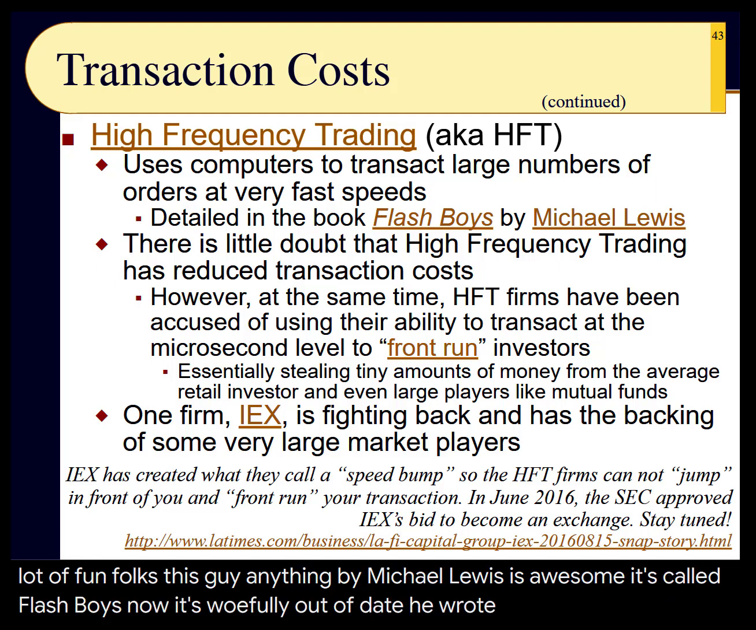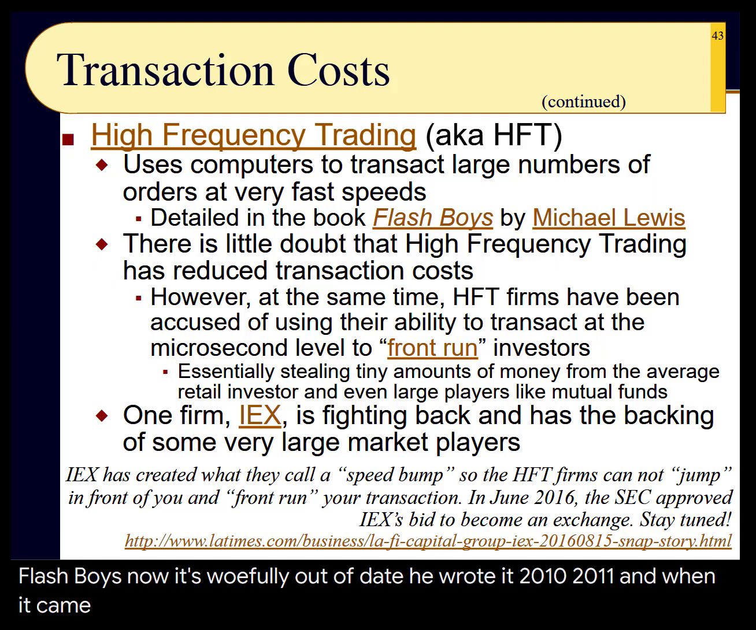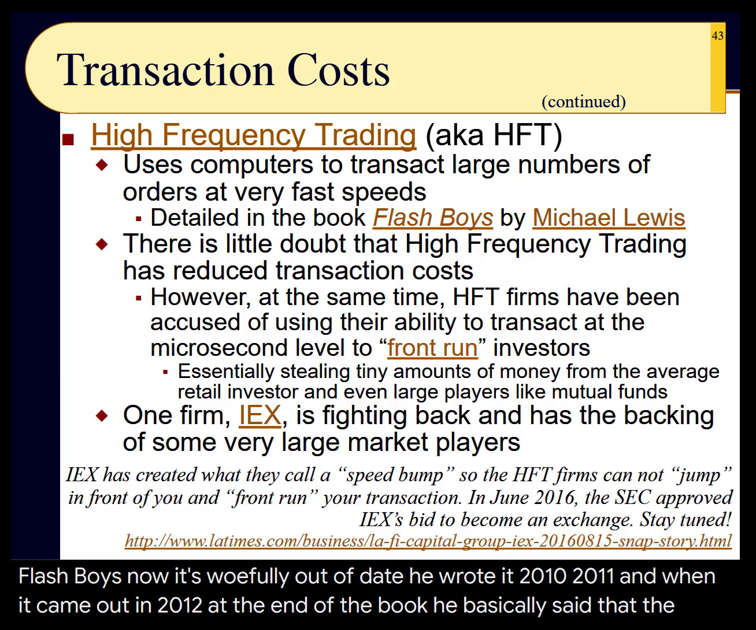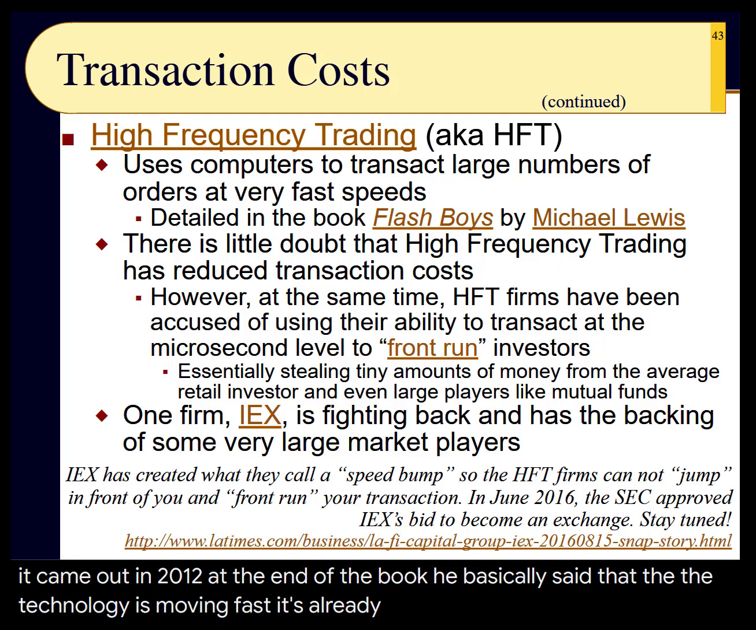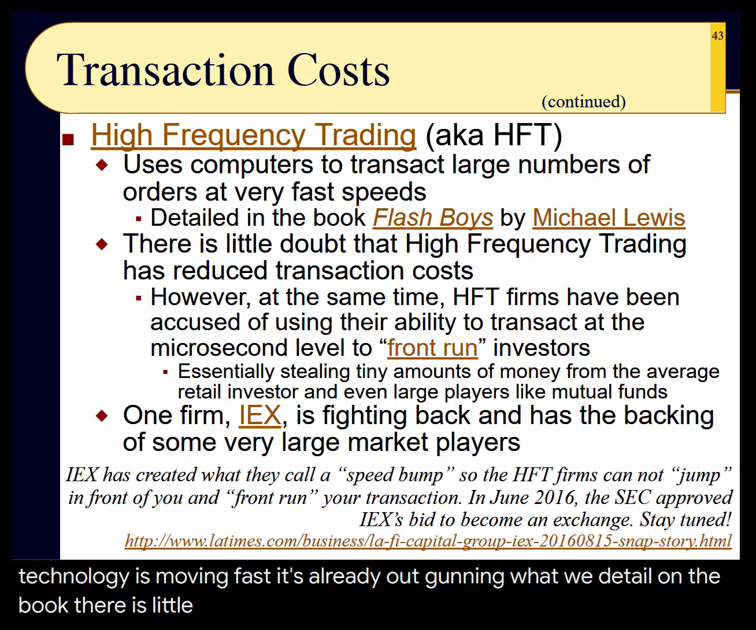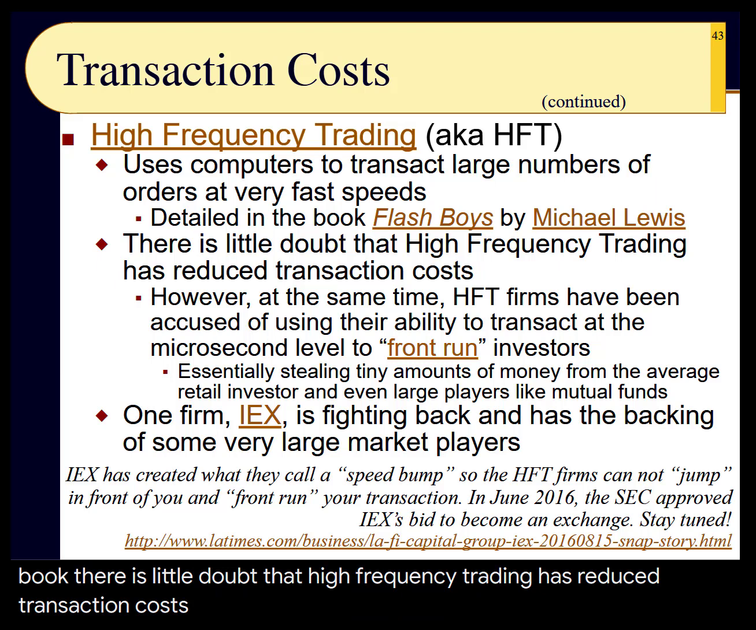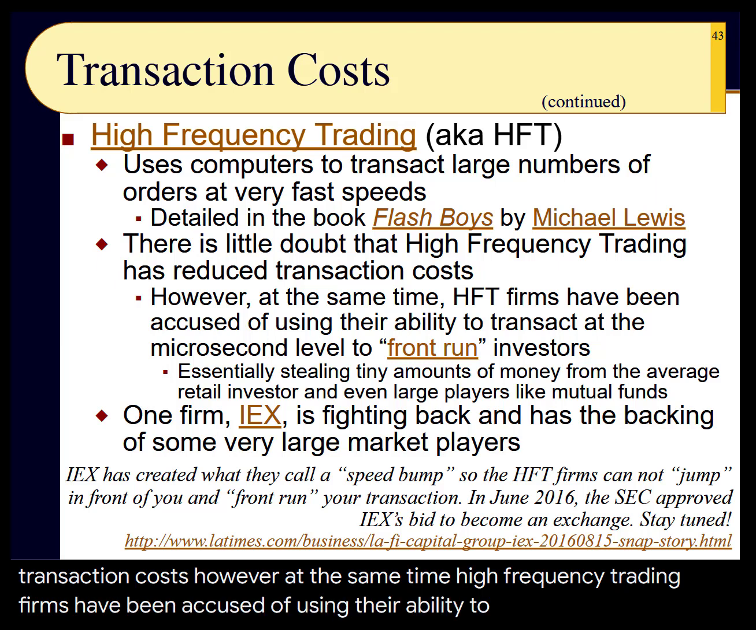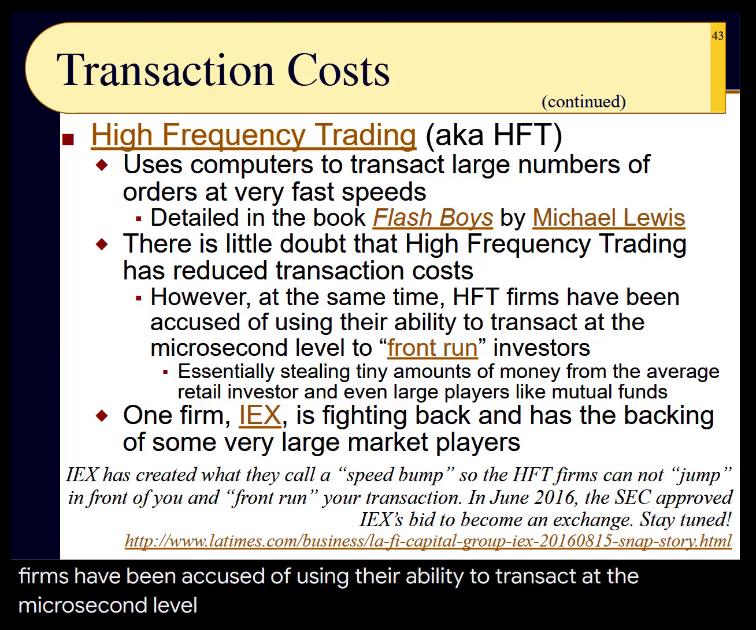He wrote it in 2010, 2011, and when it came out in 2012, at the end of the book, he basically said that the technology is moving fast. It's already outgunning what we detail in the book. There is little doubt that high-frequency trading has reduced transaction costs. However, at the same time, high-frequency trading firms have been accused of using their ability to transact at the microsecond level to front-run investors. What does that mean, front-running?